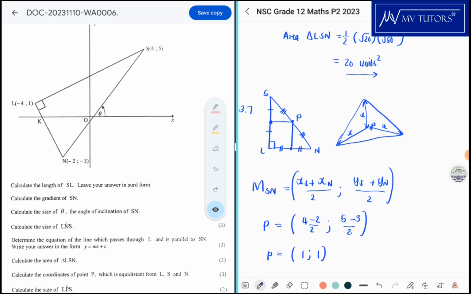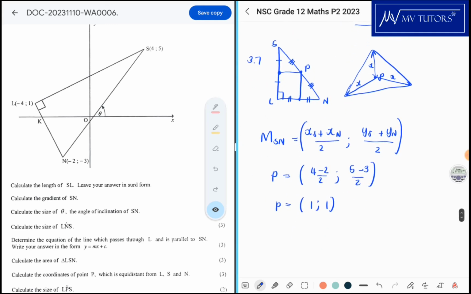If you have time, really this is if you have time, go and see if the distance from S to P is actually equal to the distance from L to P, which is equal to the distance from N to P.